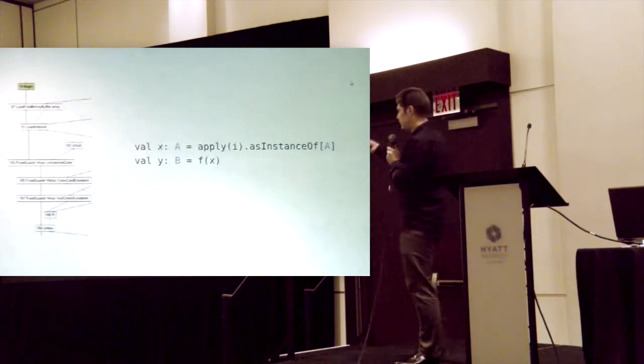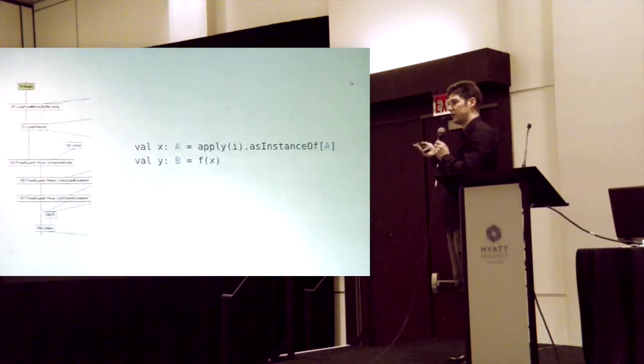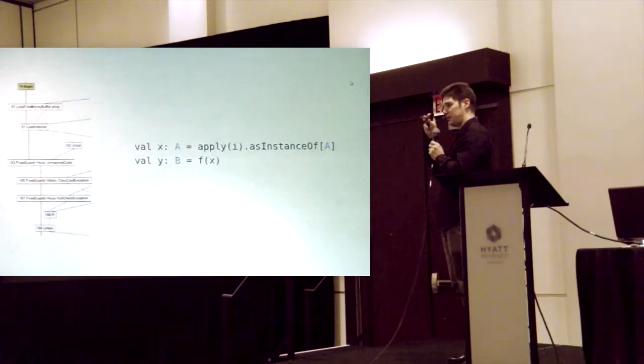And why do we get to this code? Well, if you take a look at the array buffer class, it's not specialized. It's very generic, and the array that it stores inside is an array of objects.